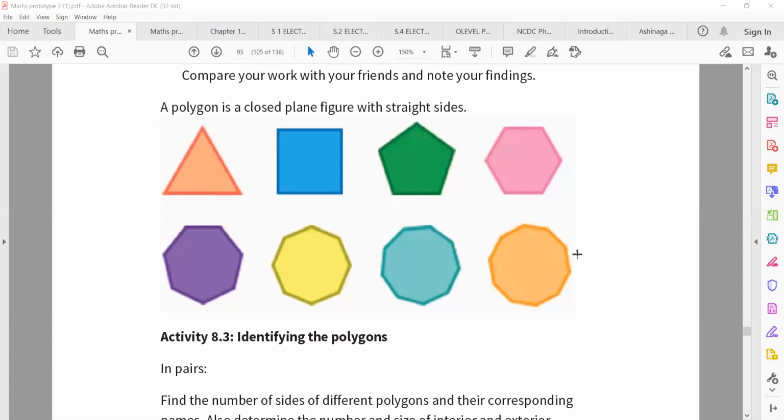Can I hear from Katrina? The fifth one is a hexagon with 7 sides. Which color? Purple. Can we have from Teacher Deborah? Could you please repeat the one for purple? What was it? Hexagon. Sorry? Can you speak up so that your friends can hear you? Hexagon. Septagon.